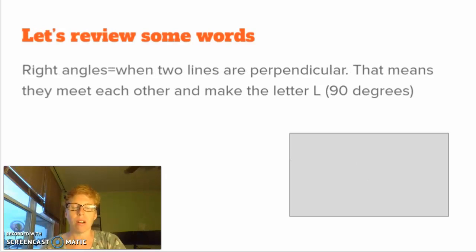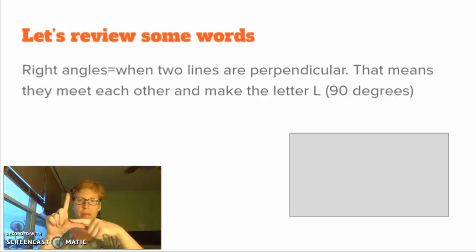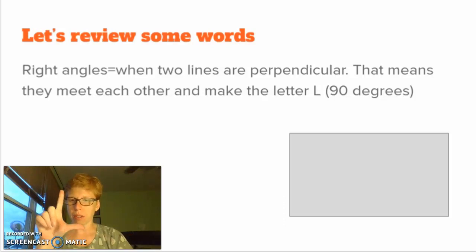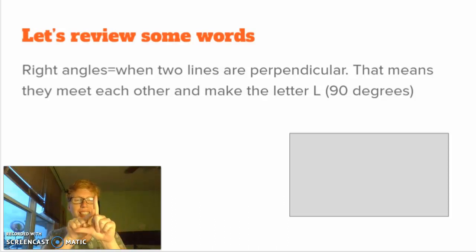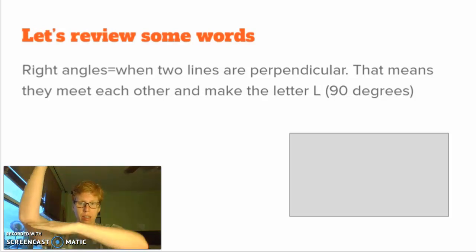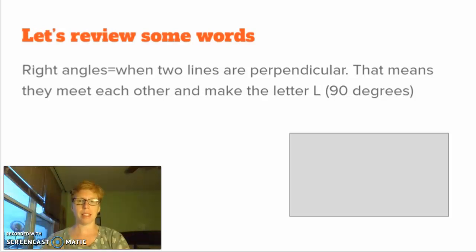Let's see here, I think we've got a couple more words to review, a couple more attributes of shapes. This attribute is called right angles. This is when two lines are perpendicular. Perpendicular, that's a big word. Basically, when lines meet each other, they make the letter L. I want you to hold up either your left or your right hand, or both. See how you see the letter L? It's not the perfect letter L, but that's just an idea. You can always go like this with your hand and your elbow. Makes the letter L. They are perpendicular.